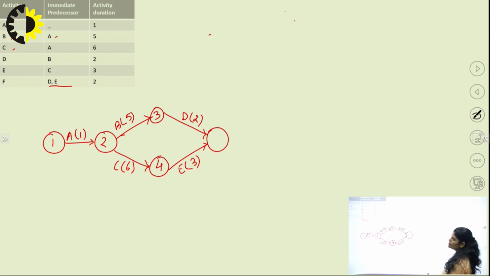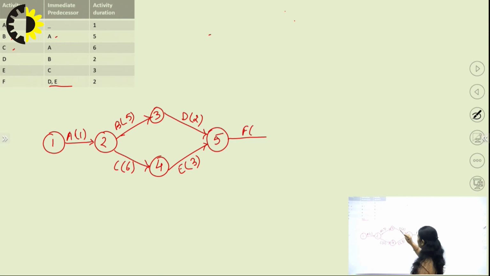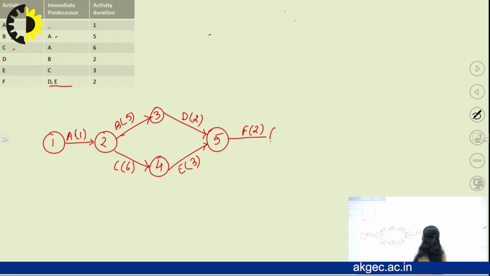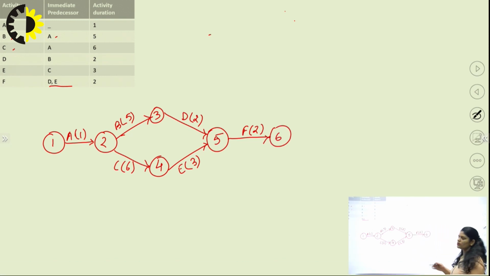And then we can see for activity F, the predecessors are D and E. It means this will be activity F and the duration is this one, and it will be like this. So this will become our network diagram.